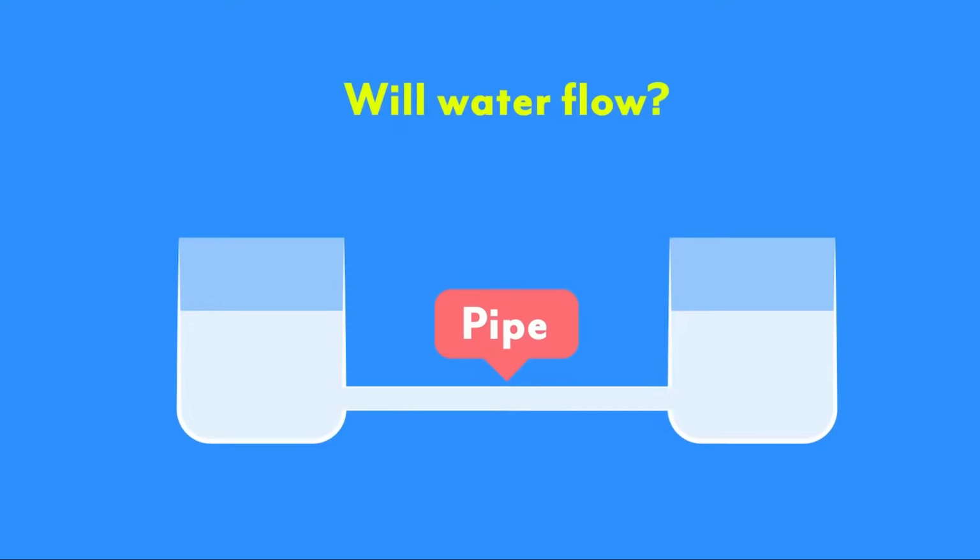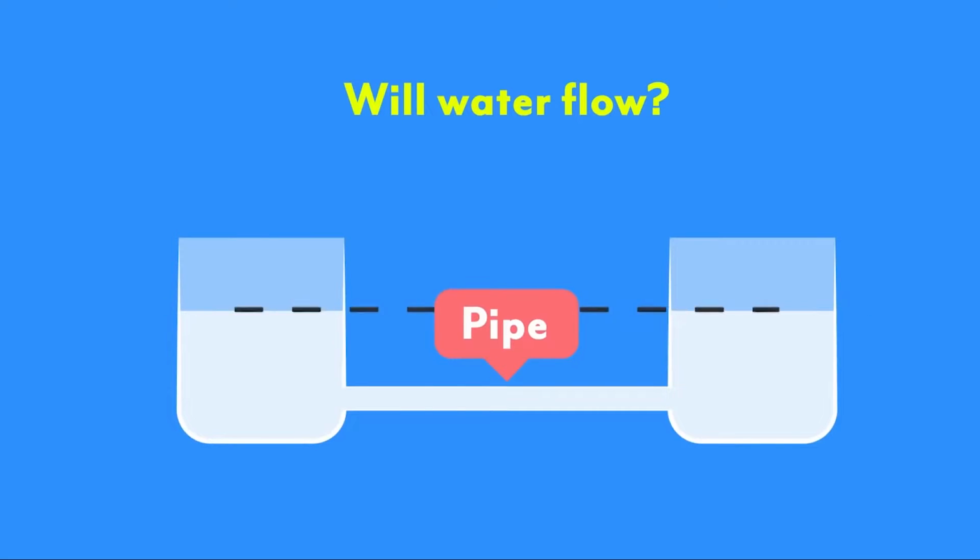Imagine you have two beakers filled with equal amounts of water. They are connected by a pipe at the bottom. If you observe the two beakers, do you think water will flow from any of the beakers? No. The water level is the same in both the beakers. There is no water flow.